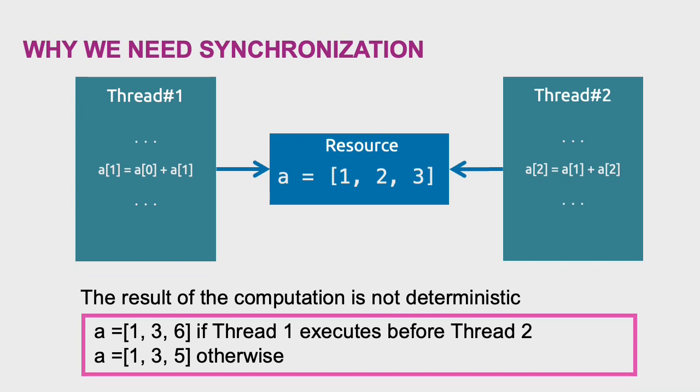If thread 1 executes before thread 2, we have a result. So the resulting list is 1, 3, 6. On the contrary, if thread 2 executes before thread 1, we have a different result, and A is 1, 3, 5. This is a problem.